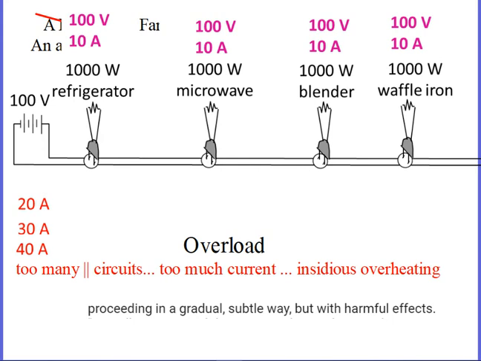The protection against overloads is, one, in your kitchen, the refrigerator's on a circuit all by itself. And then along the countertop, there are multiple circuits. So when you plug the microwave and the blender in, they're probably not in the same circuit. And that is the way we protect against the overload.